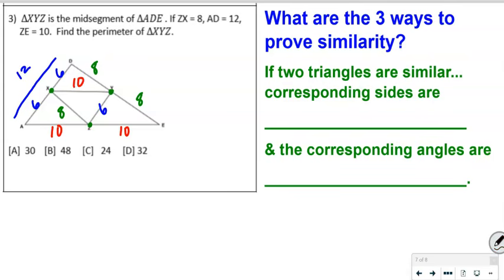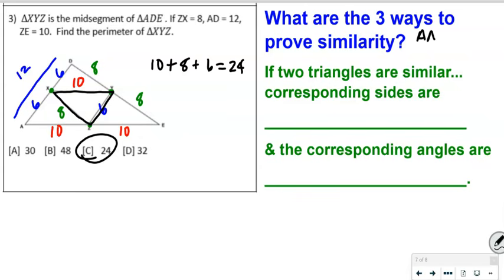And then the question it's asking us is find the perimeter of XYZ. XYZ is that triangle right there. So we're going to add our 10 plus our 8 plus our 6, and that's going to give us 10 plus 14 is 24.